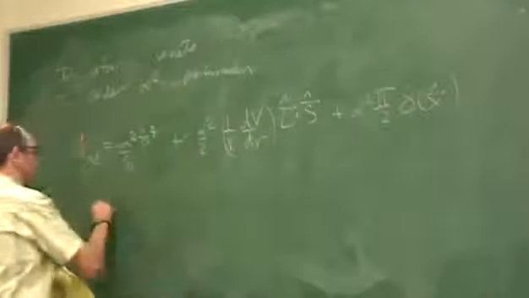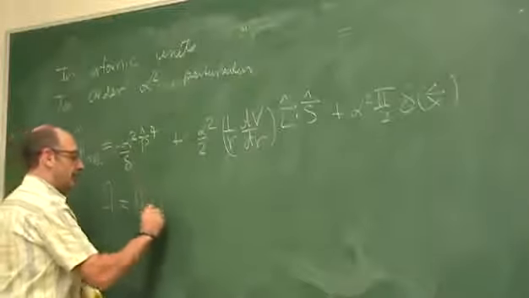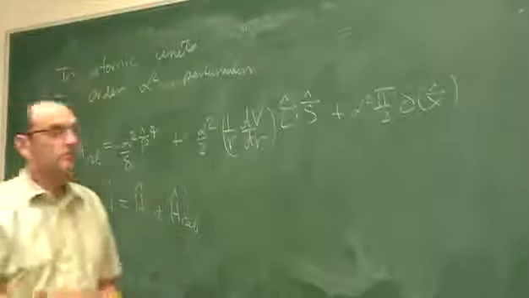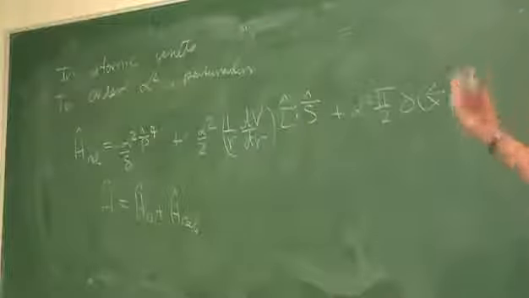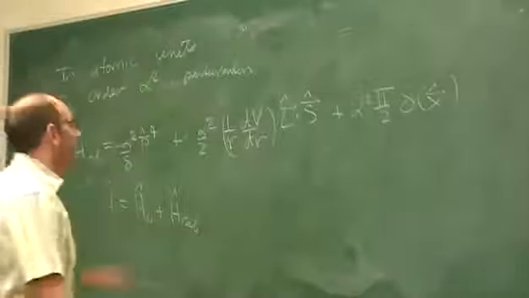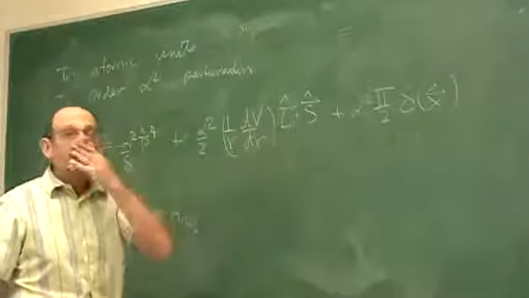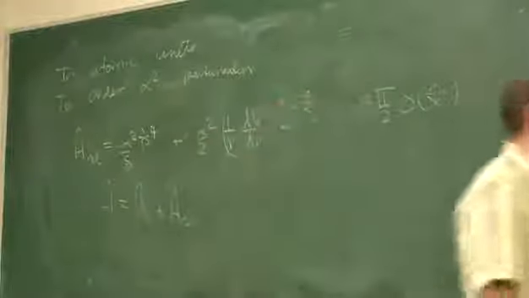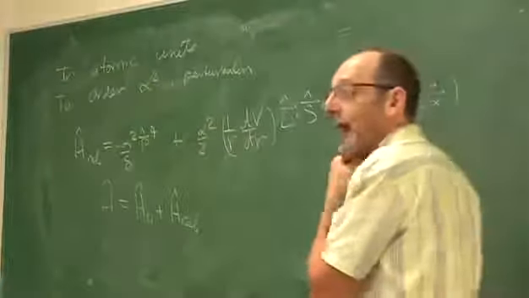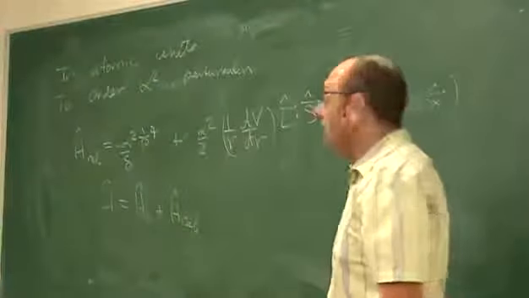So the total Hamiltonian is H naught plus these corrections. Alpha is 1 over 137, so this is a perturbation. What we want to do now is perturbation theory to see how the levels are changed in the presence of these perturbations. So firstly, what we see is that if the orbital angular momentum is 0, this term is 0.